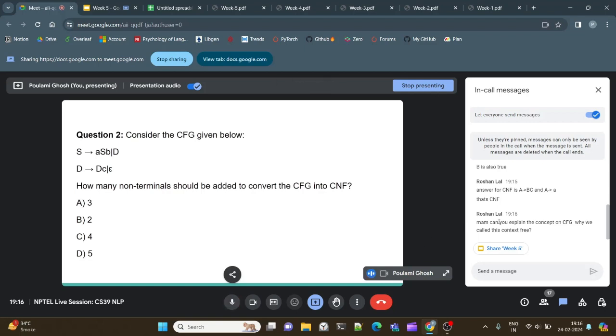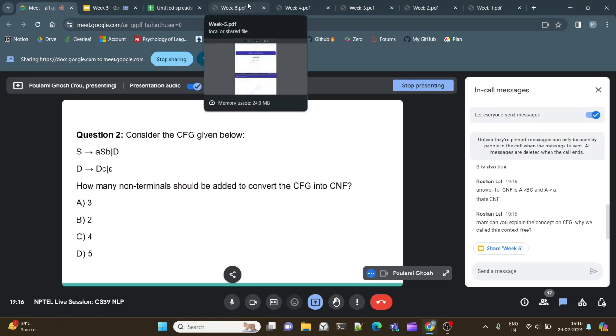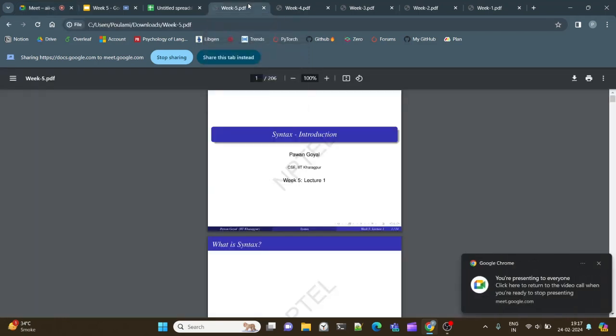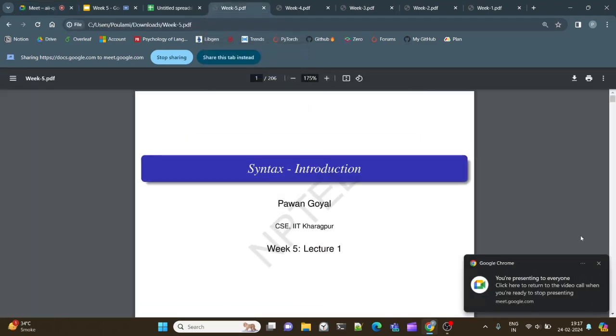Roshan Lal is asking if I can explain the concept of CFG, and why it is called context free. It is called context free because whenever we have a non-terminal which we are elaborating, irrespective of whatever context the non-terminal appears in, we would be able to derive the same production rules. This was even discussed in the slides. I'll maybe take up an example that would be better. Just a second.